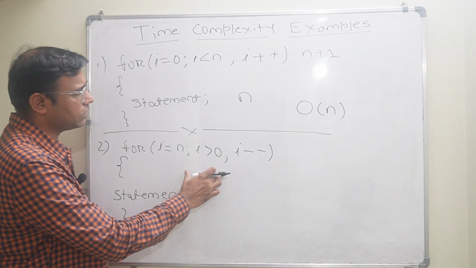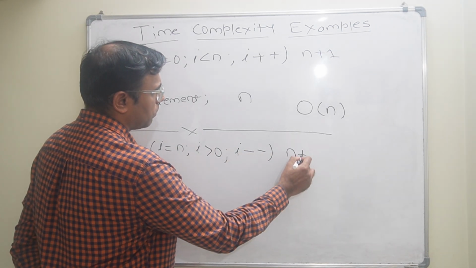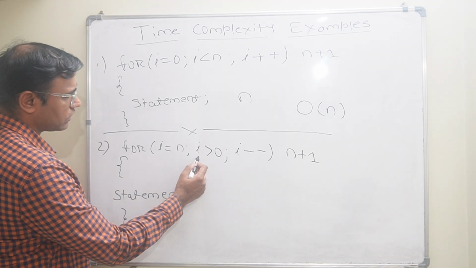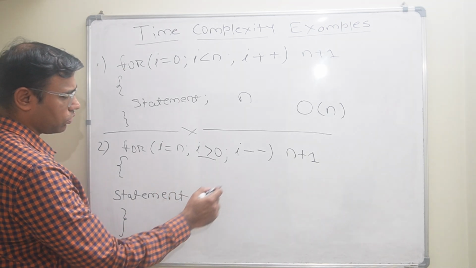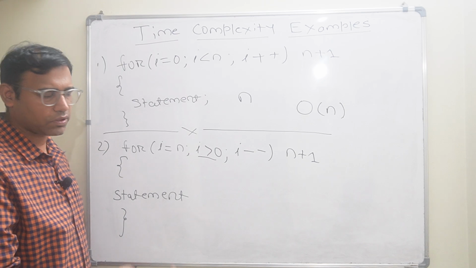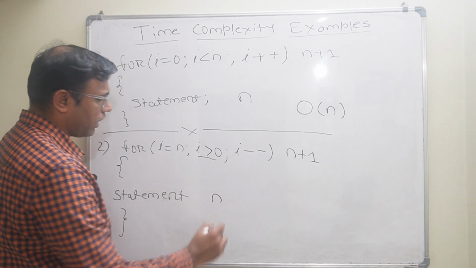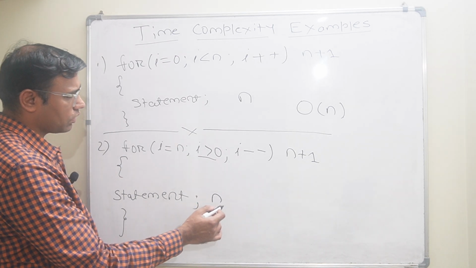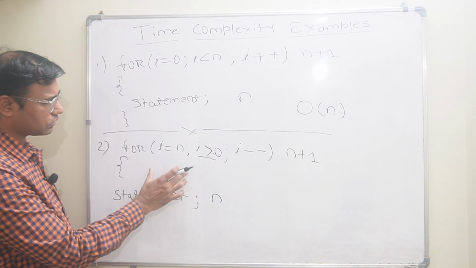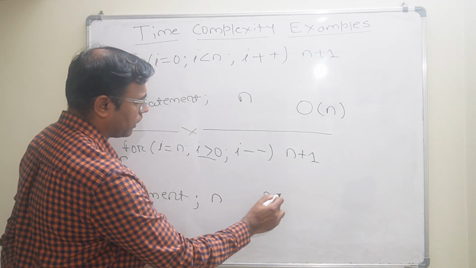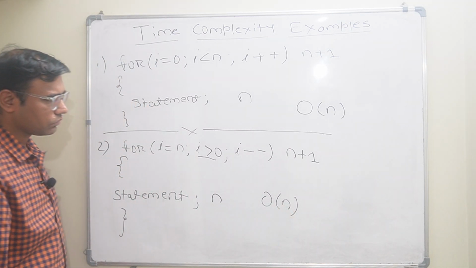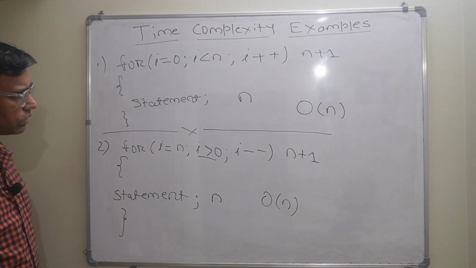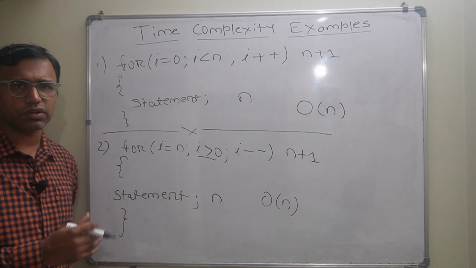So again the condition will be checked n plus 1 times, and when the condition is false, the statement will not be executed; it will be executed n times. Since the statement is executed n times, the time complexity of this code will be order of n. So this is how the time complexity is calculated. These are the two simple examples I have started with.